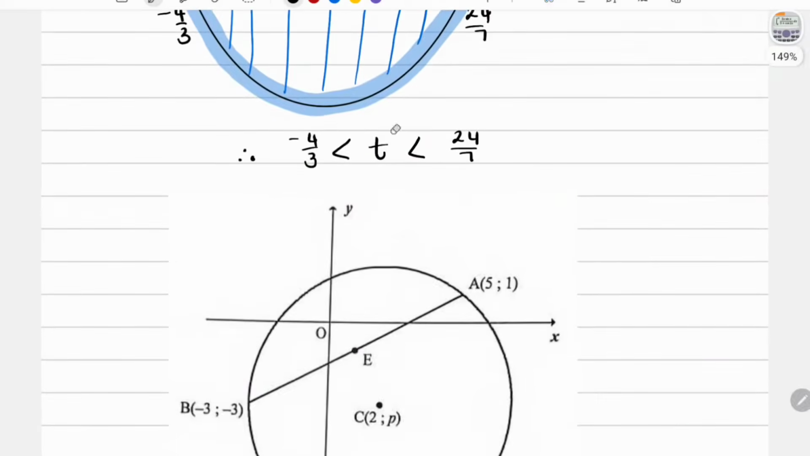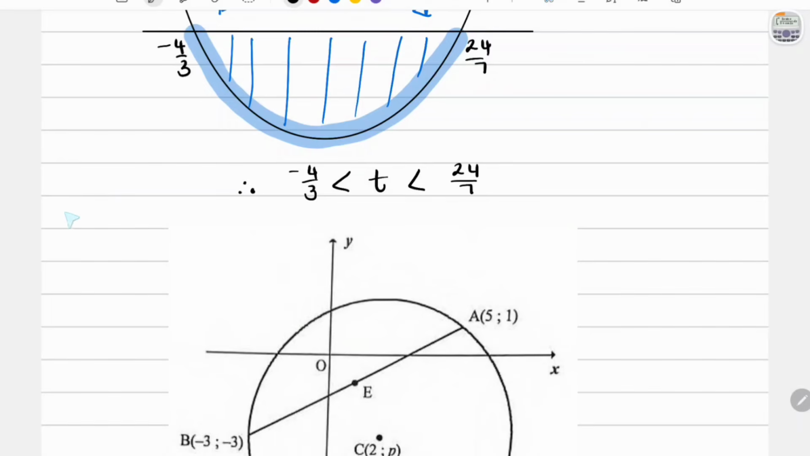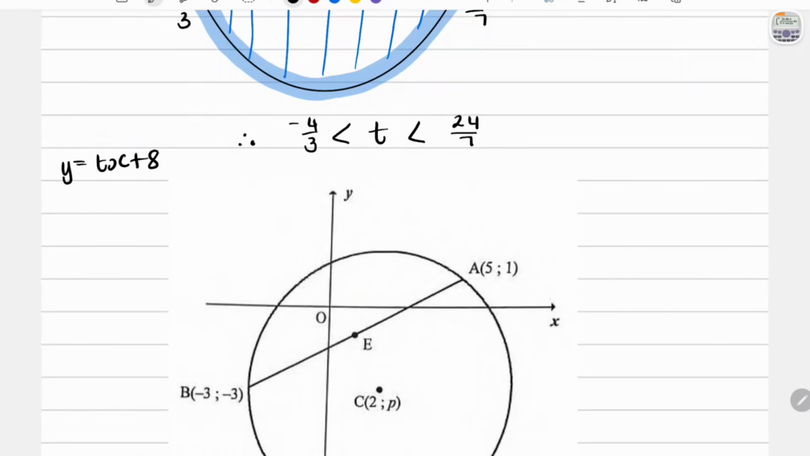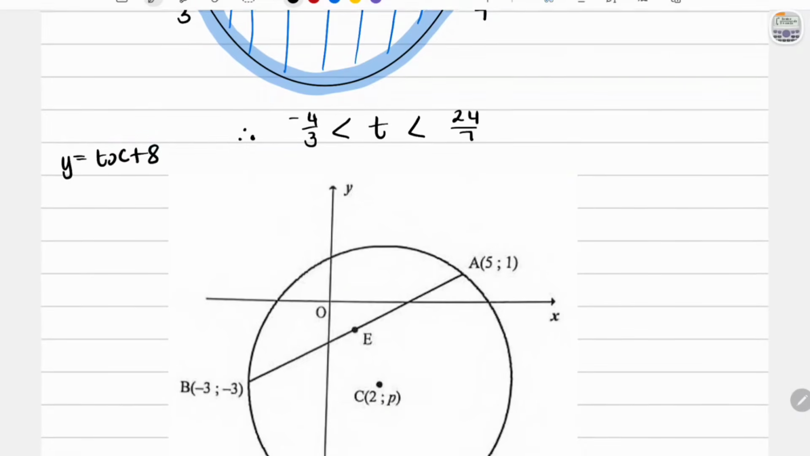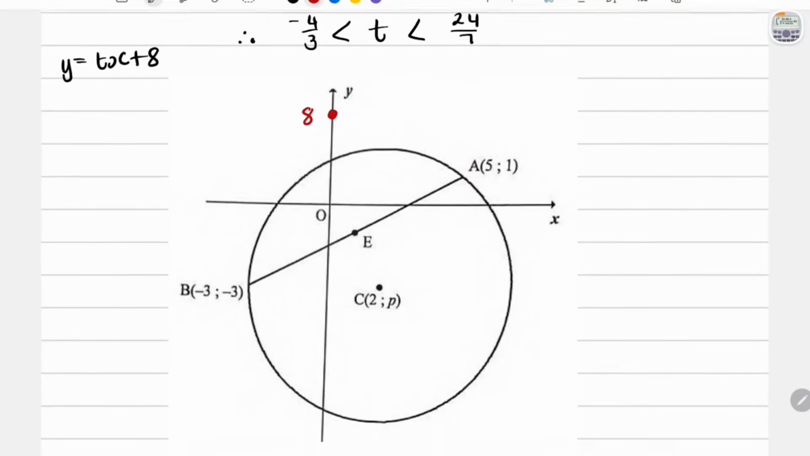Okay, so this is what this means. Remember that this is the value of t, right? In that equation, y equals tx plus 8. Because this is in the form of y equals mx plus c, and you know c is your y-intercept, we know that the graph, the line, has to cut the y-axis at 8.